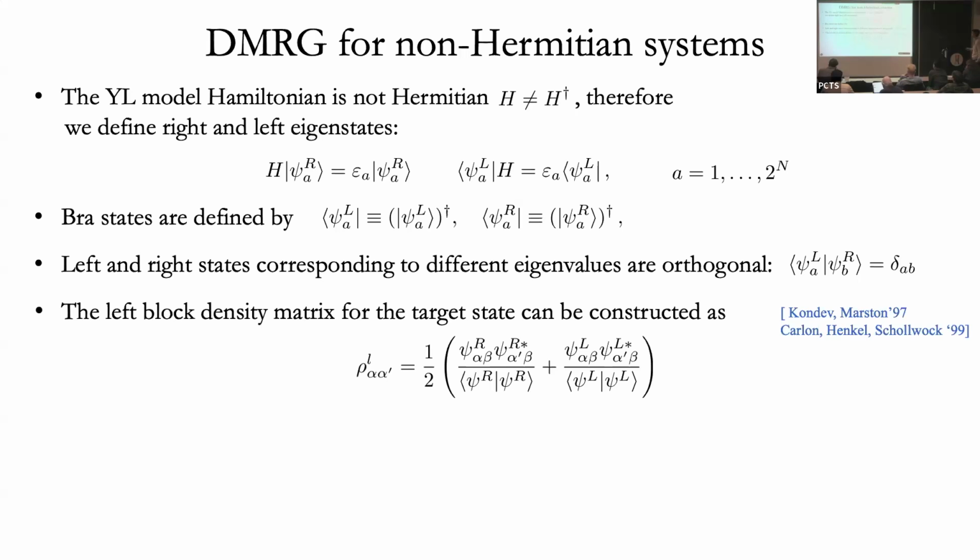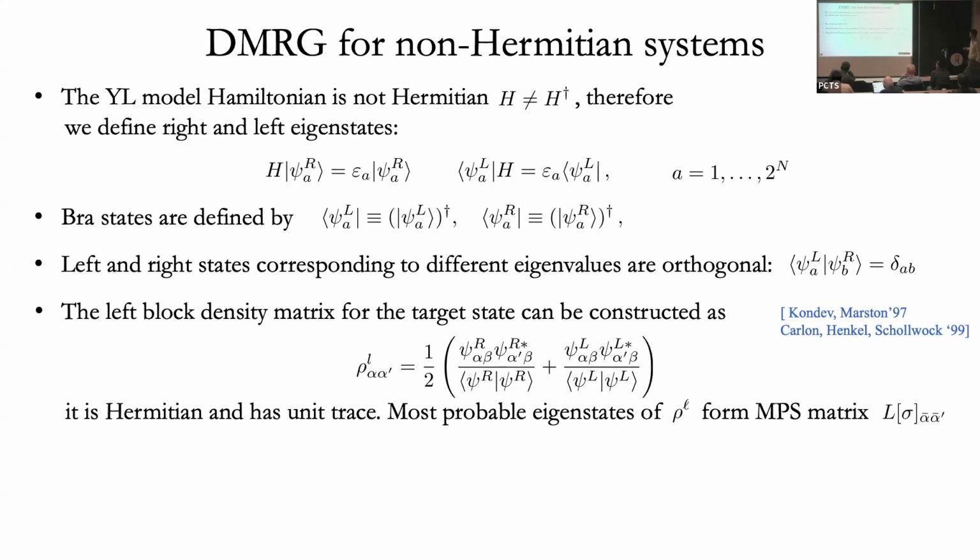So there's this peculiarity about non-Hermitian Hamiltonians. And as I said, people from condensed matter knew how to use the density matrix renormalization group for this type of model. You need to properly build this density matrix now. There's a freedom in building the density matrix, and one of the ways we chose, I think originally from a paper by Kondev and Marston in '97, is that if you build the density matrix for the left block using the right and left eigenstates this way, it works really nicely. And basically this density matrix defines the MPS matrix for you.